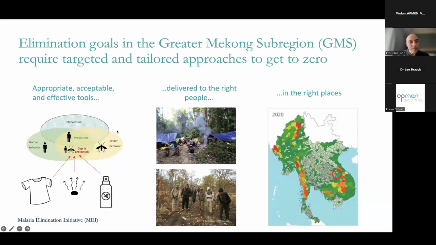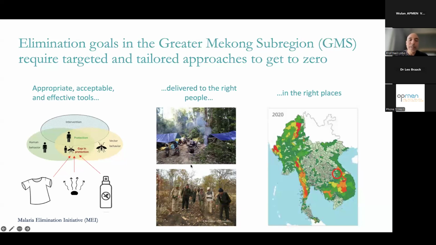If you can think, so what we want to do is have appropriate and acceptable and effective tools. We want to deliver them to the right people, to the right places. And so we were working here in Mondulkiri where this circle is. Oh, I think I moved. The circle moved. I'm sorry. The circle should be by this red area, not the green area. It should be by the red. The circle moved, unfortunately. And in Cambodia, what happens?